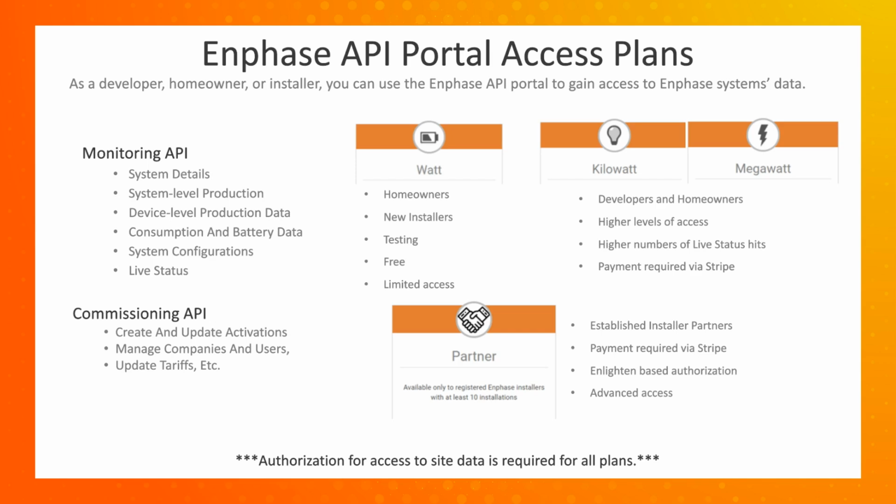As a developer, homeowner, or installer, you can use the API portal to get access to an Enphase system's data. Monitoring API can not only fetch system details on a site, but also system-level and device-level production data, consumption and battery data, system configurations, and live status. Commissioning API can be used to create and update activations on a site, manage companies and users, as well as update tariffs. Enphase API offers 4 different subscription plans, each with its own features and prices.